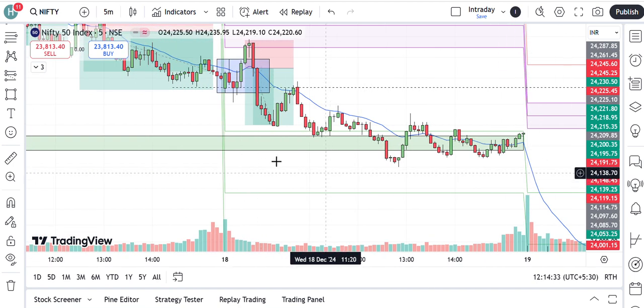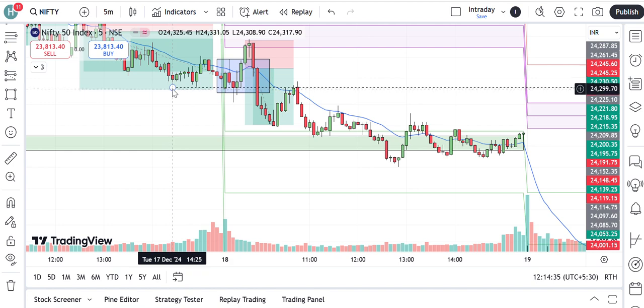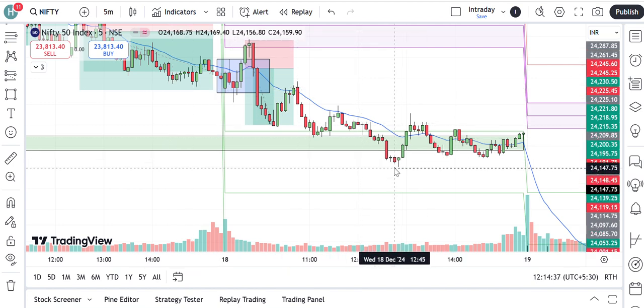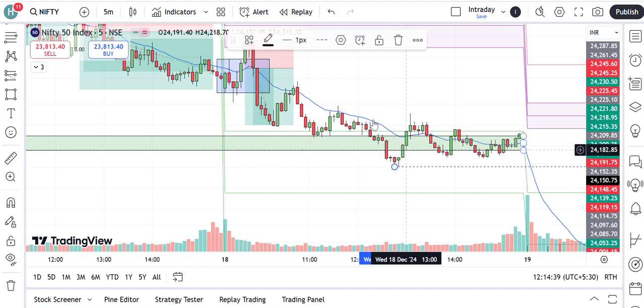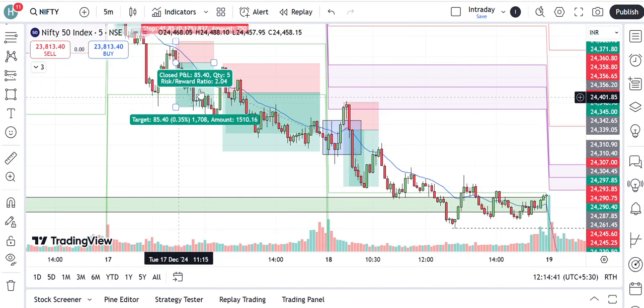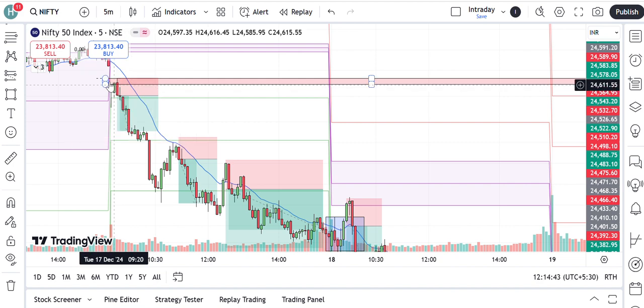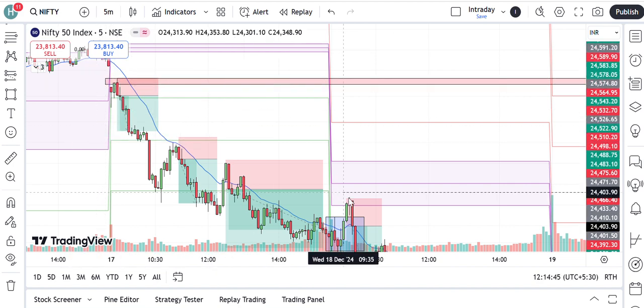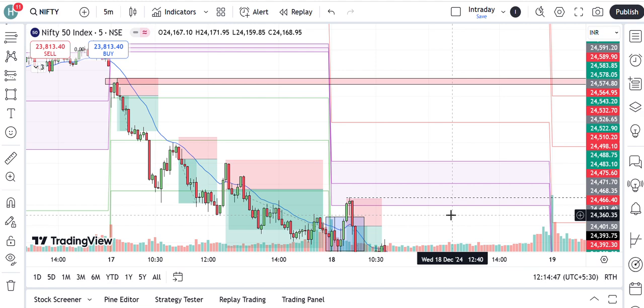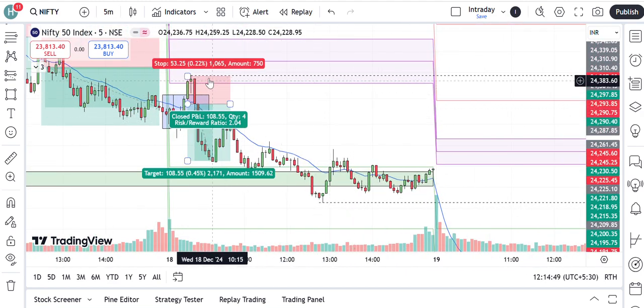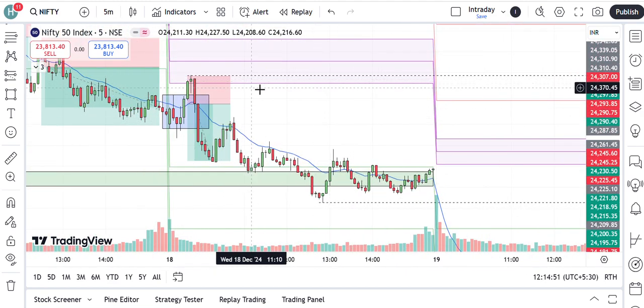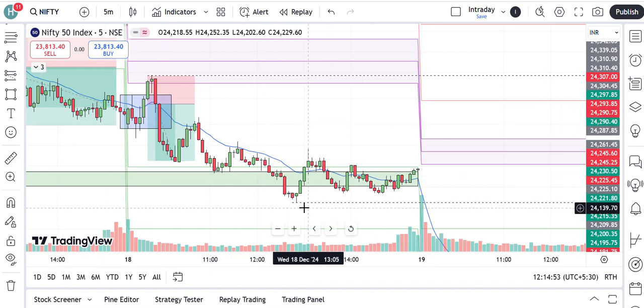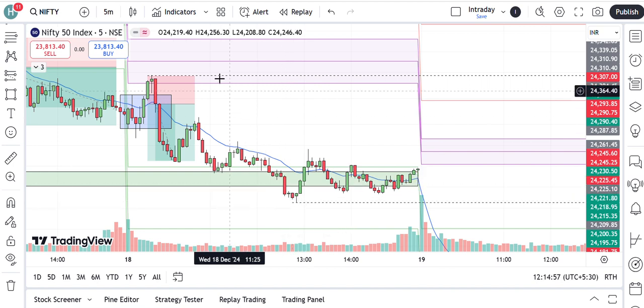So that's it for 18th December. Now let's go to 19th December. Okay, now this becomes a supply zone here again, and this is your PDH, PDL, PDL and PDH.